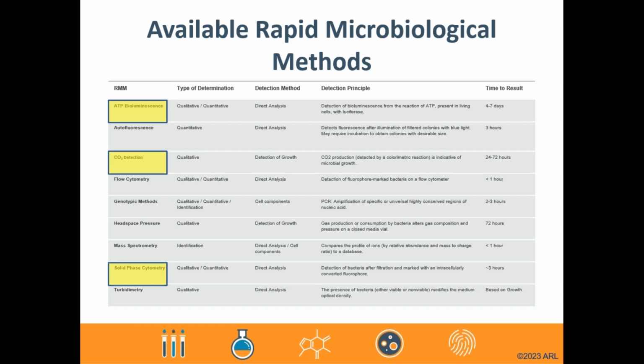Today I'm going to go into a bit more detail regarding some of the most common rapid microbiological methods, which are used as an alternative to traditional sterility testing. And those are ATP bioluminescence, CO2 detection, and solid phase cytometry. As you can see, these three methodologies vary with respect to detection method, and importantly as well as time to result. I'll cover both of those in a bit more detail later in the presentation.